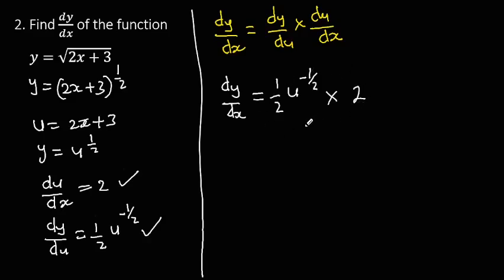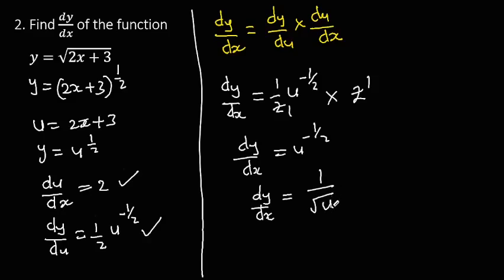And we can simplify our equation, 2 over 2 being 1, to get dy/dx is equal to u raised to the power of negative half. You see the negative power law of indices. This can also be written as dy/dx is equal to 1 over the square root of u. But what was our u? Our u was 2x plus 3. And therefore, the final derivative is dy/dx equal to 1 over the square root of 2x plus 3.